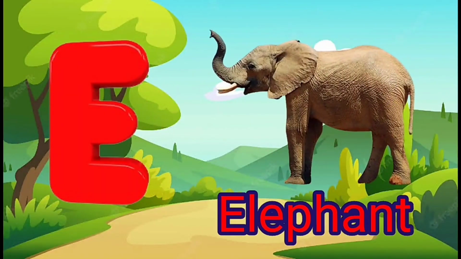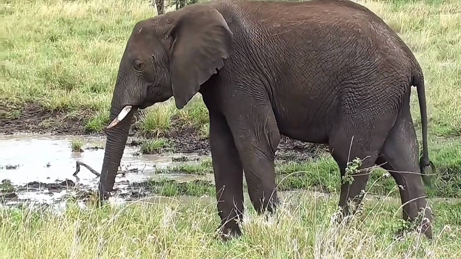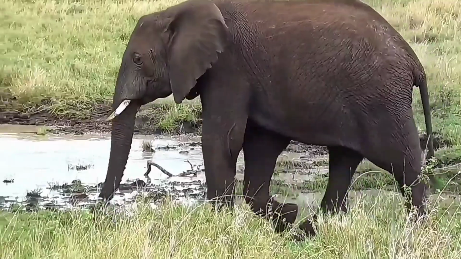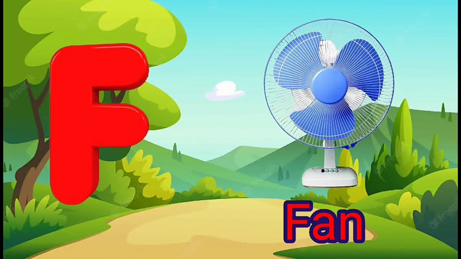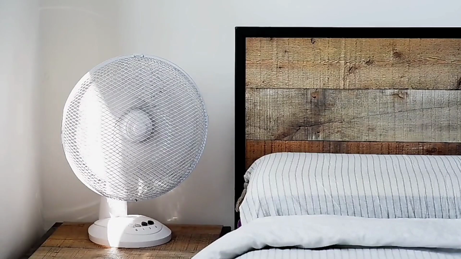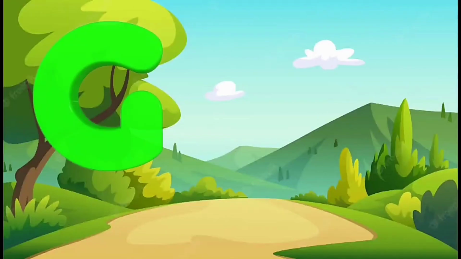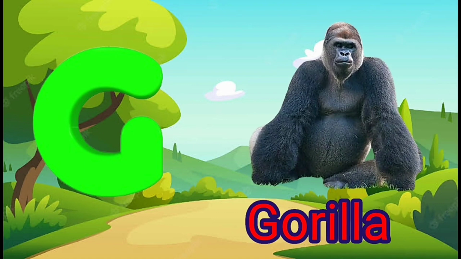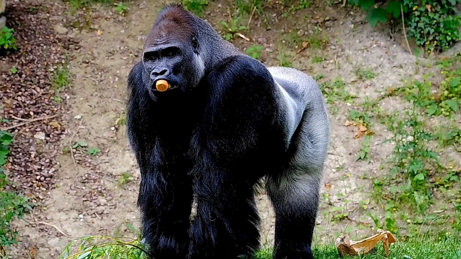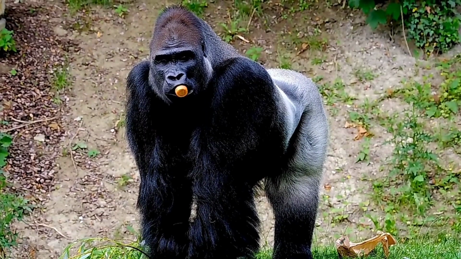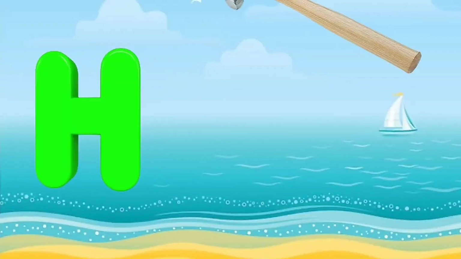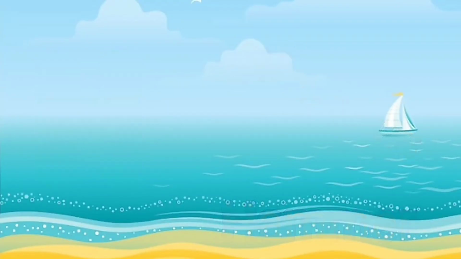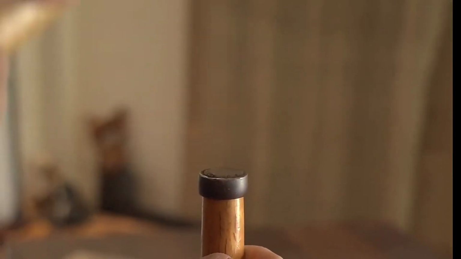E. E is for elephant. Elephant. F. F is for fan. Fan. G. G is for gorilla. Gorilla. H. H is for hammer. Hammer.